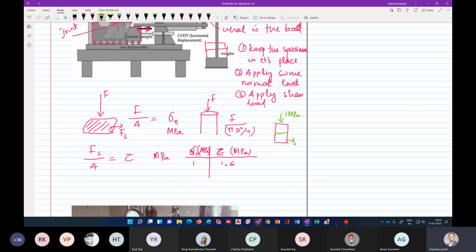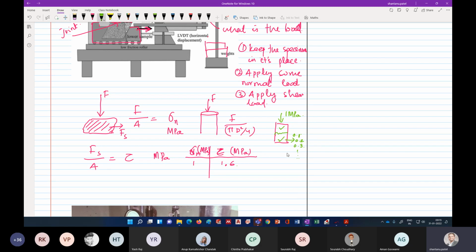Let's say you apply 0.1 MPa stress in the horizontal direction. Maybe this is not going to move. This will be stable. Then 0.2 MPa, you just increase this load. 0.3 MPa, maybe it will not move. And you just do like that. And at 1.6 MPa, what will happen? There will be a separation between these two, top and bottom.